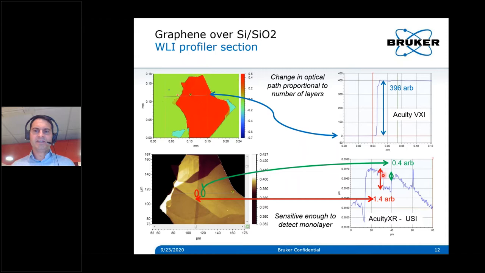We see it nicely with a 1.4 arbitrary unit change. And we see the single layers, around 0.4 arbitrary unit, being spotted. So we have here the ability to detect single monolayer additions on top of almost 300 nanometer thick materials. So it tells you how sensitive the white light interferometry technique can be to spot this.